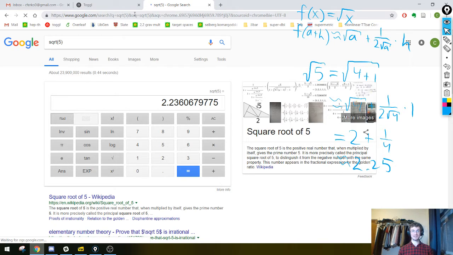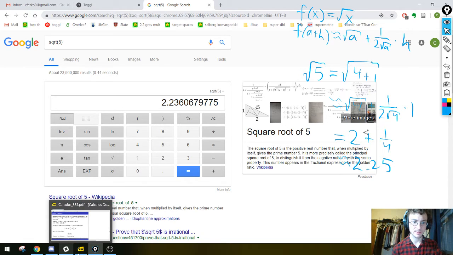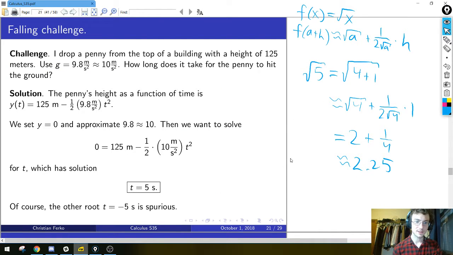2.236. Not bad. So it rounds to 2.24. So we're off by roughly 0.01. It's pretty good. Pretty good for a first order tangent line approximation. But good question. Other questions or thoughts?